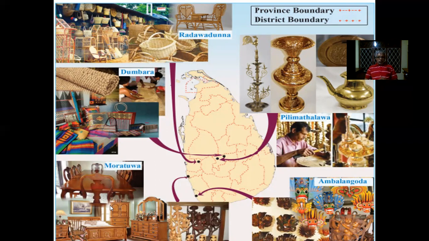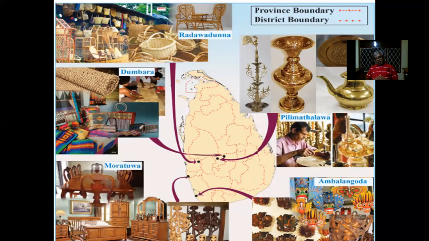Moratu, as I mentioned earlier, is very famous for the production of furniture throughout the island. Moratu furniture is sold in furniture shops. When you go to your city, you find signboards telling that Moratu furniture is sold here. Therefore, even if you go to Anuradhapura, Polonnaruwa, that kind of signboards can be found telling Moratu furniture is sold here.